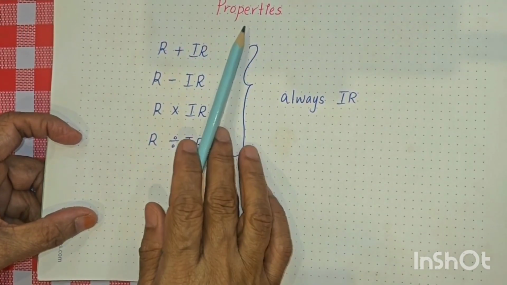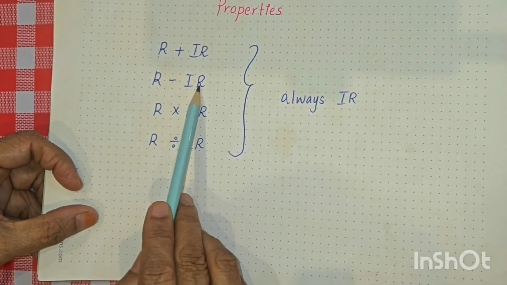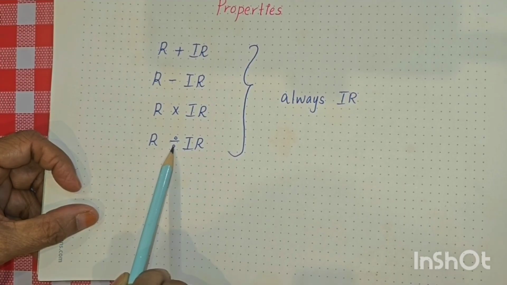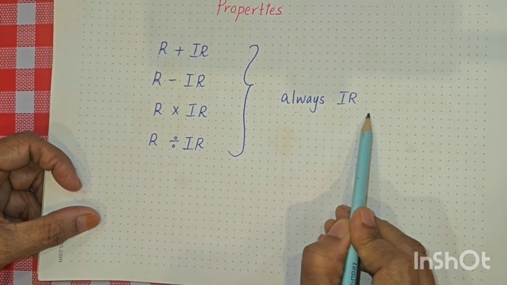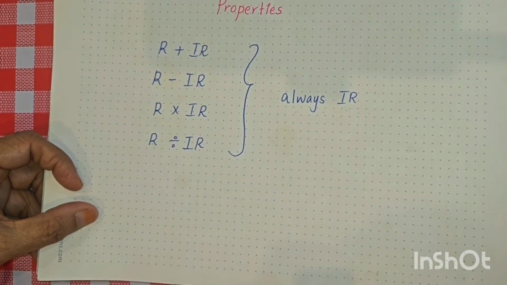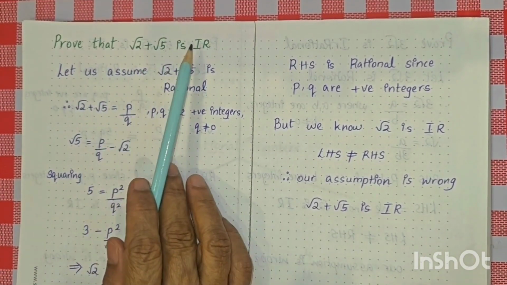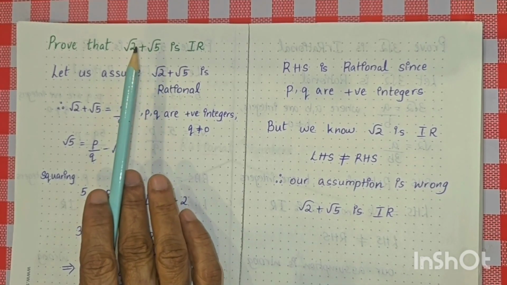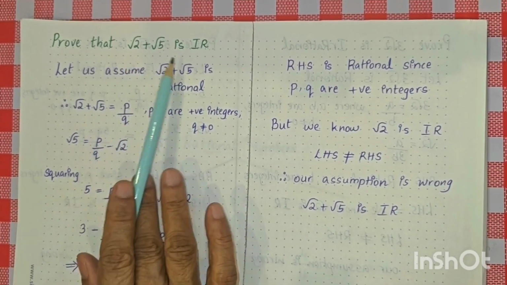Now in your 9th standard portion, you have learned that rational plus irrational, rational minus irrational, rational multiplied by an irrational, and rational divided by an irrational, or irrational divided by a rational is always irrational. This property you learned. Now we are going to prove these properties too. Prove that root 2 plus root 5 is irrational. Here both are irrational numbers, but the sum happens to be irrational. So we are going to prove this.